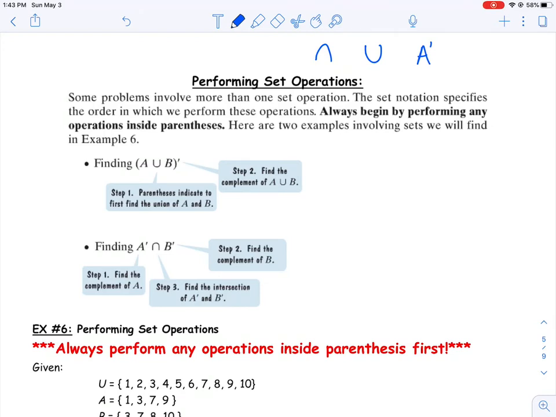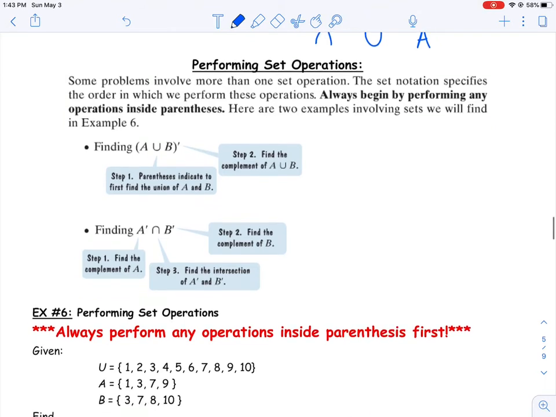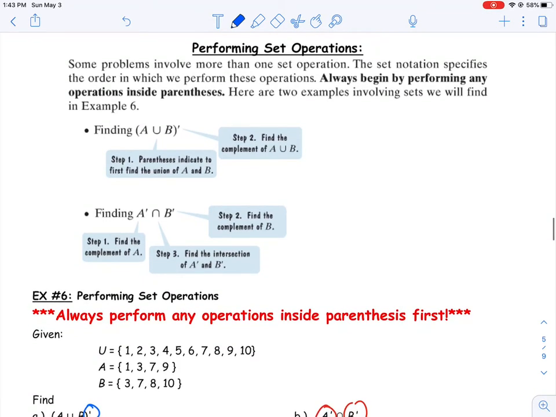Well, now we're going to kind of combine all of them together. So it gets a little more challenging here. But what we're going to do is take it step by step. And it's really important that you're very careful and that you go step by step and you're very clear and organized in your work because you'll make fewer mistakes that way. And so we're going to go ahead and perform some what we call set operations.